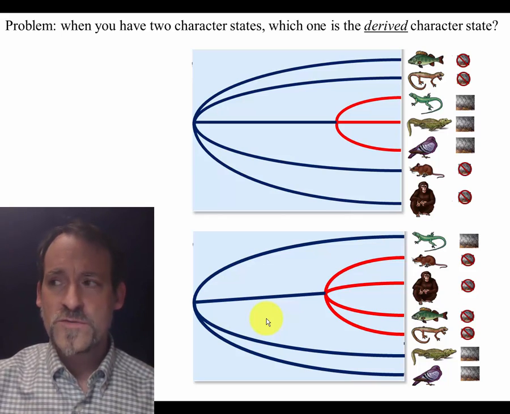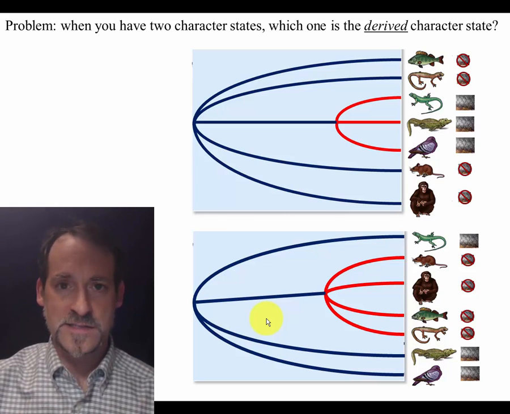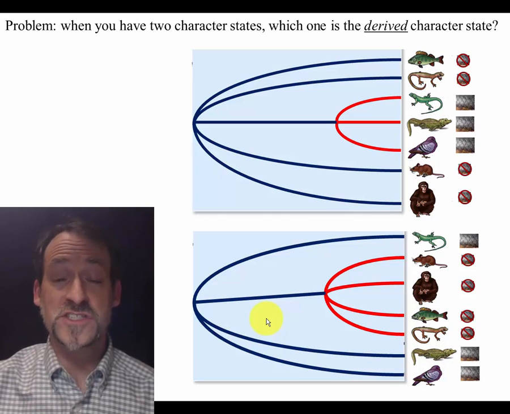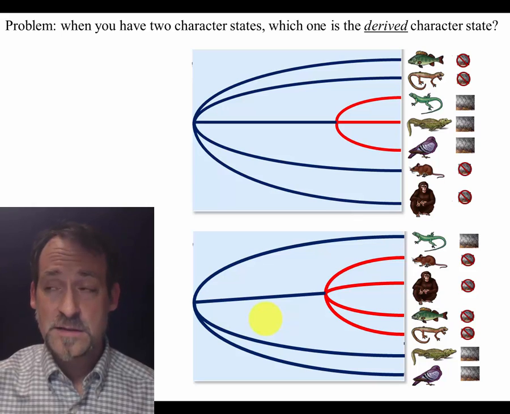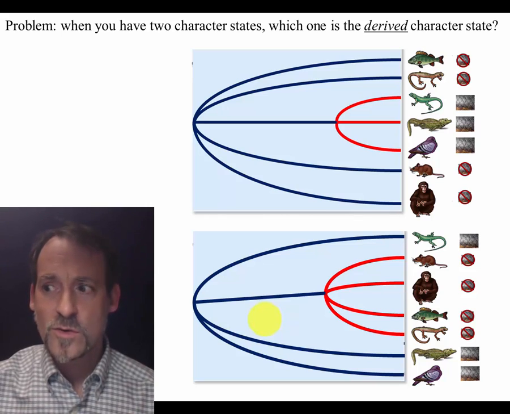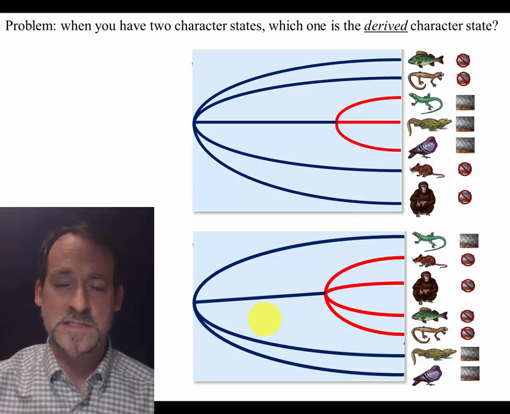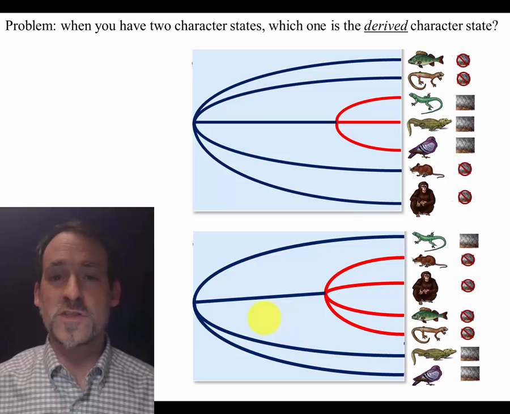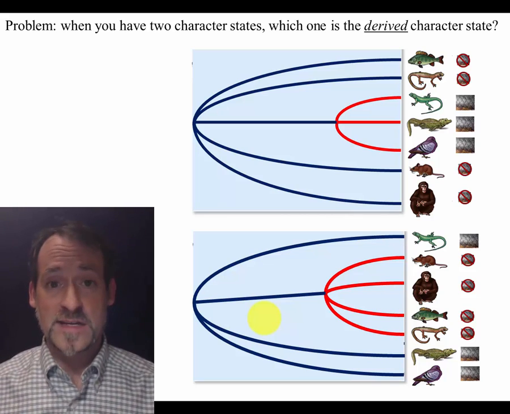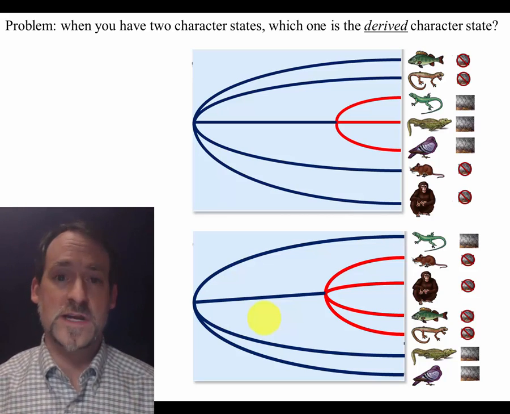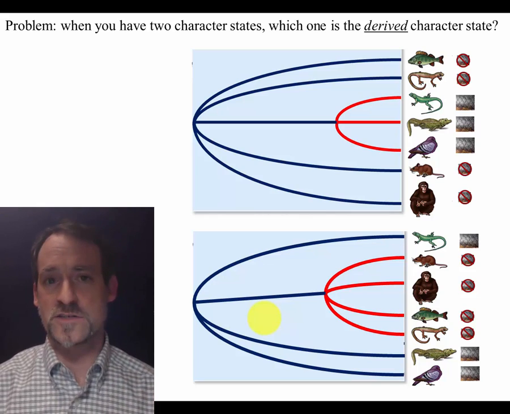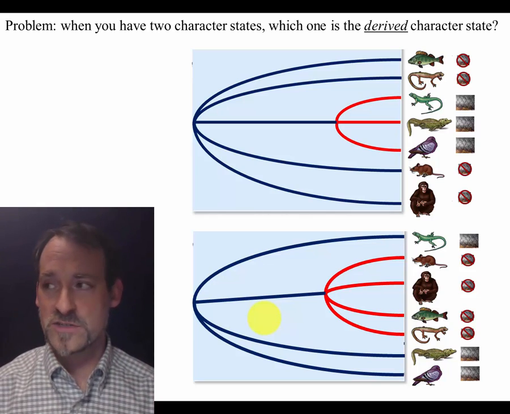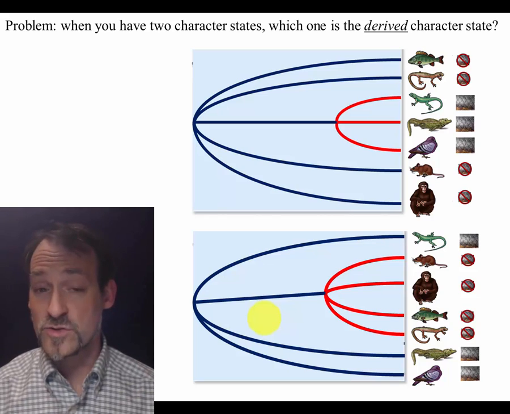Okay? So if you're going to define clades, if you're going to make the inference that organisms that share a derived character state belong together in a clade, if you're going to draw that inference, you need to know which of the 2 character states is derived. In other words, you need to know what's called the polarity of that character. The polarity of a character means which of the character states is ancestral and which character state or character states are derived.